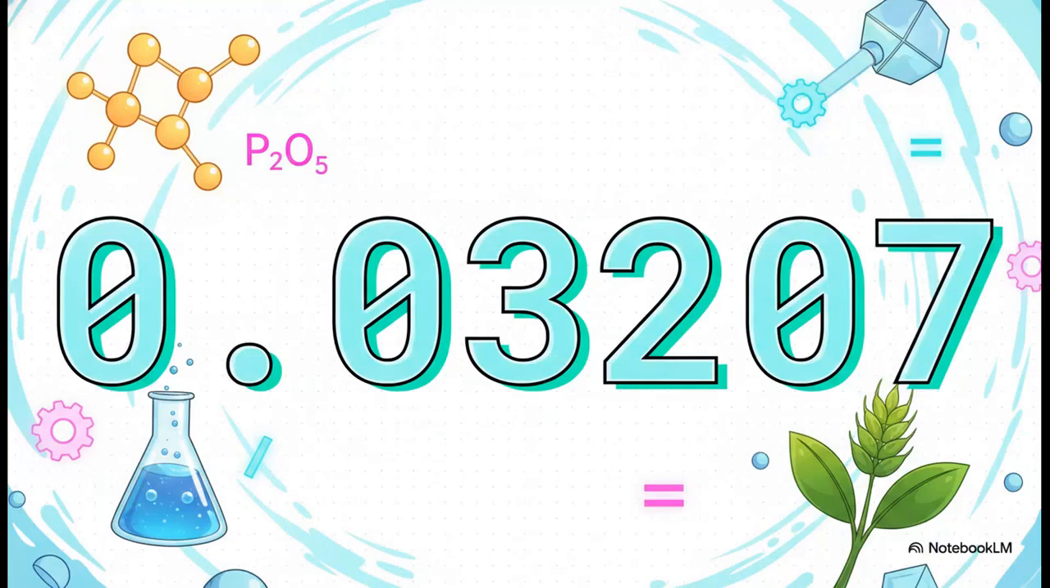0.0327. Dr. Cam highlights this highly specific number as the gravimetric factor, and it is pretty much the linchpin of our final result. But where in the world does it come from? Well, it's derived mathematically directly from molecular weights.